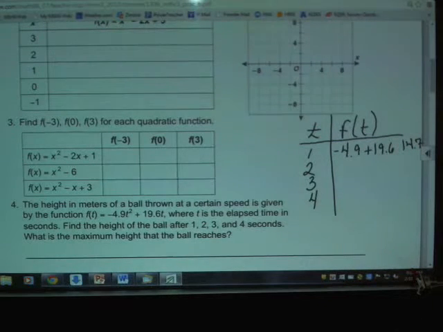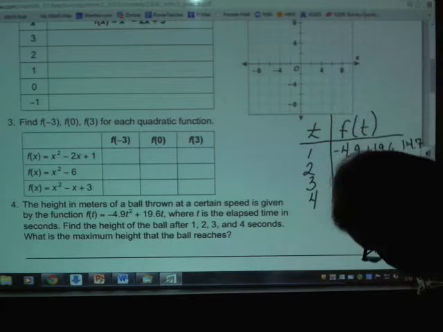All right, let's make sure we have some meaning here, because if we don't, we're in trouble. Remember, the question says the height in meters of a ball thrown at a speed is given by that function. t is the elapsed time. What is the height of the ball after each of those? So t equals 1 means 1 second in. f of t, 14.7, means at 1 second in, the ball is 14.7 meters in the air. All right, let's go to 2.